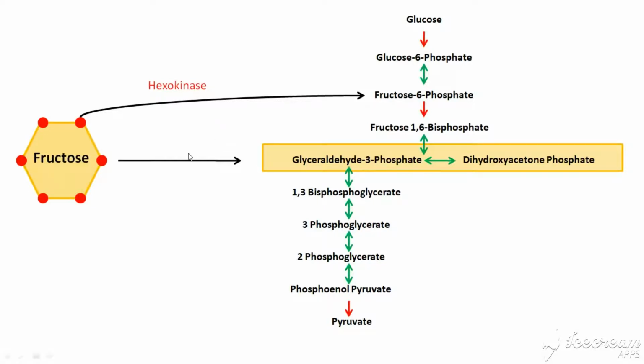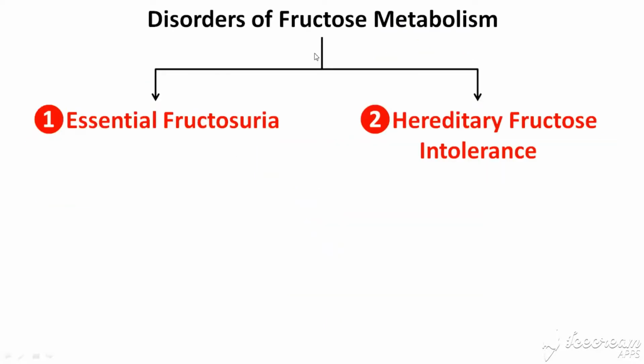The second important thing to know is that a small fraction of fructose molecules can be converted directly into fructose 6-phosphate by the enzyme hexokinase. So now we're going to discuss the disorders that could happen to fructose metabolism in the human body. The first one is called essential fructosuria, and the second is called hereditary fructose intolerance.